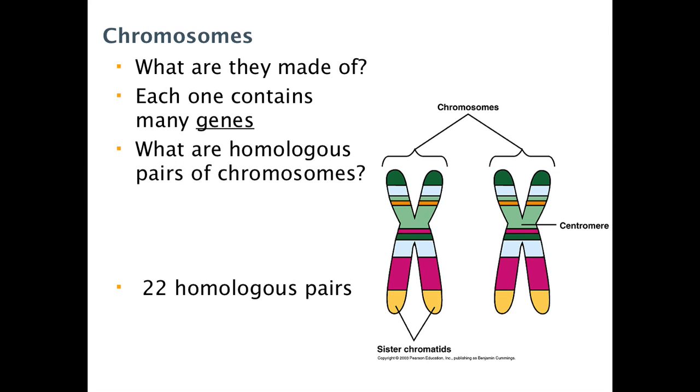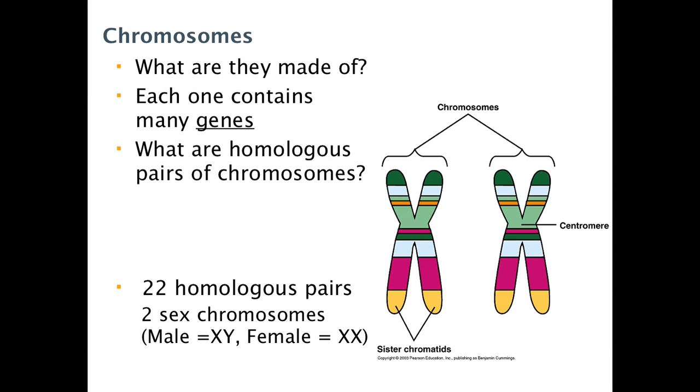So we have 22 homologous pairs that pretty much look the same and carry the same genes. That 23rd pair is actually a little bit different because it's our two sex chromosomes. Now for us, we're all girls, we have two X chromosomes. They're going to look the same and carry the same genes. But for men, they have two different chromosomes. They have an X chromosome, which is nice and big, and then a really short little Y chromosome that carries different genes from the X chromosome, and it carries a lot fewer genes than the X chromosome.